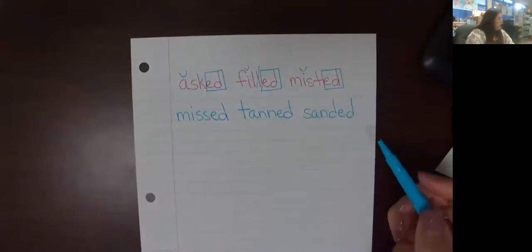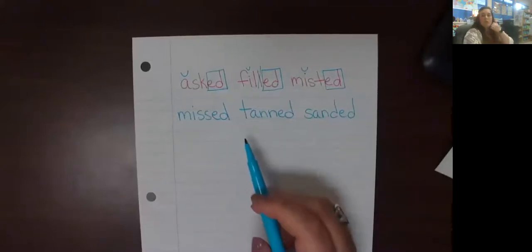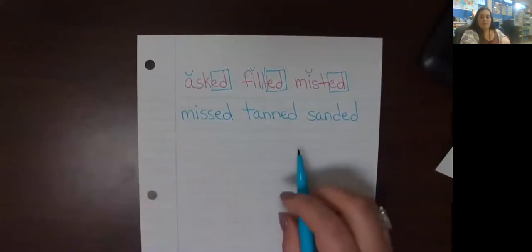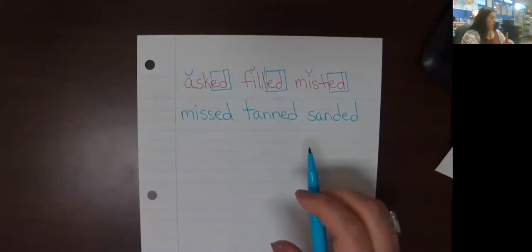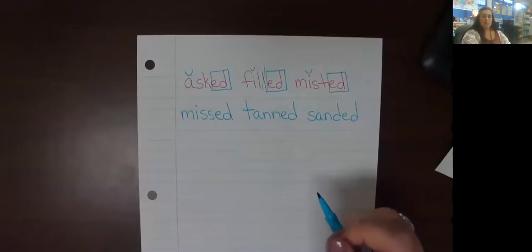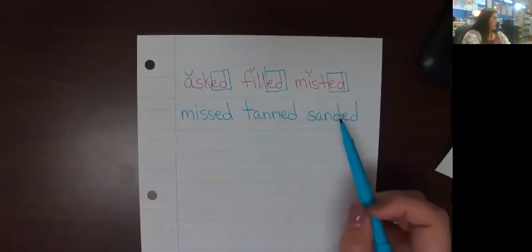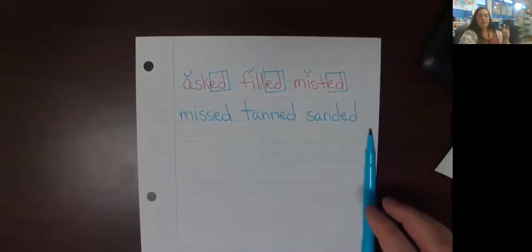All right, so let's look at these words. We're going to count the syllables in each word. Okay, so we have mist. Okay, mist has 1 syllable in it. Okay, just 1, mist. The next one, tanned. Okay, tanned only has 1 syllable. Let's look at sanded. 2 syllables in sanded. Okay, so now let's code these words for me.